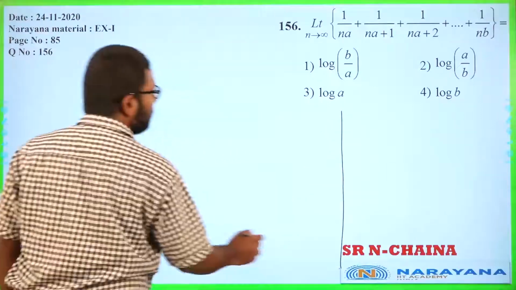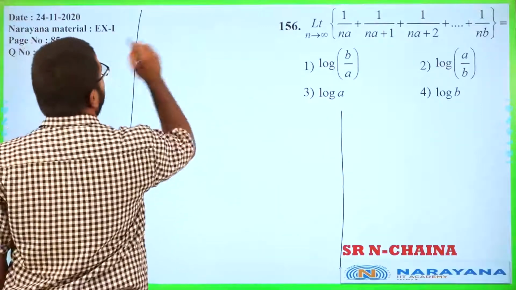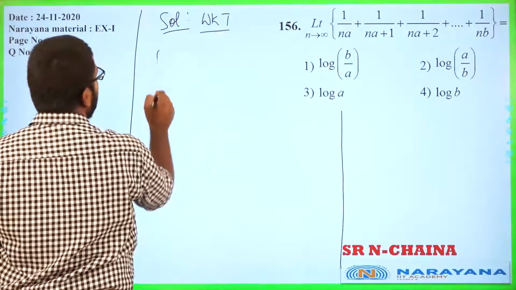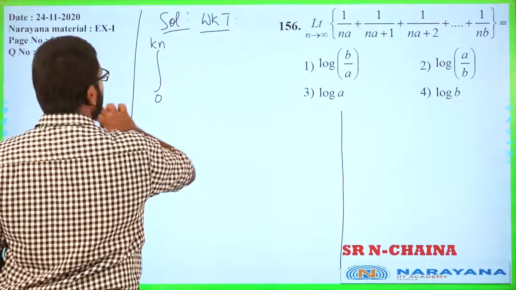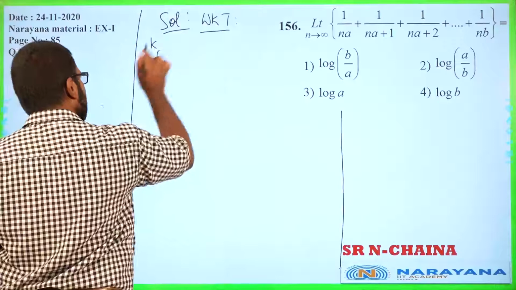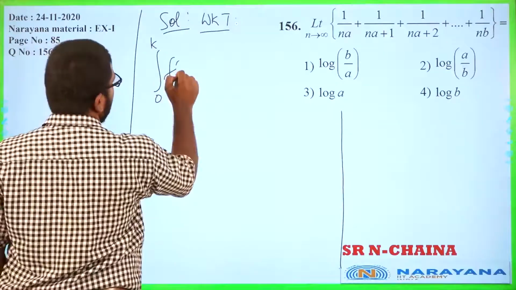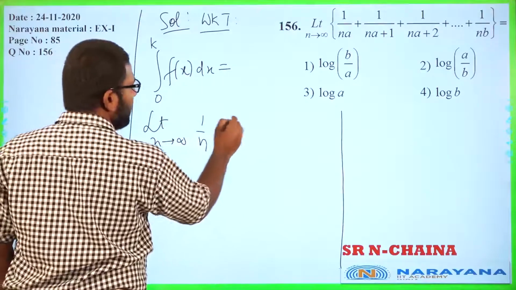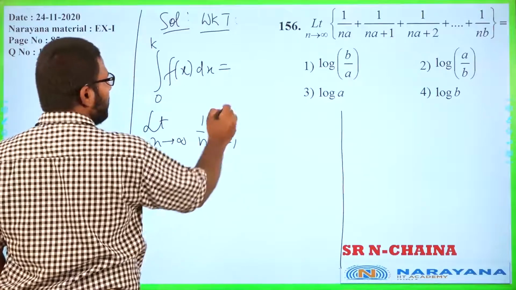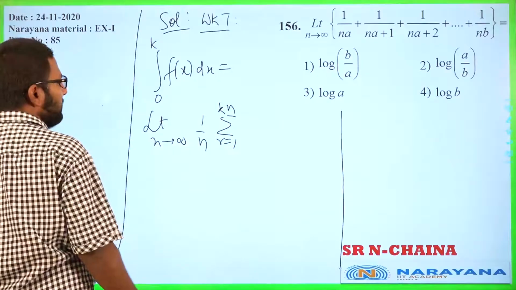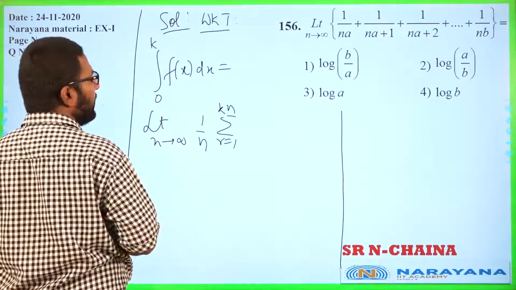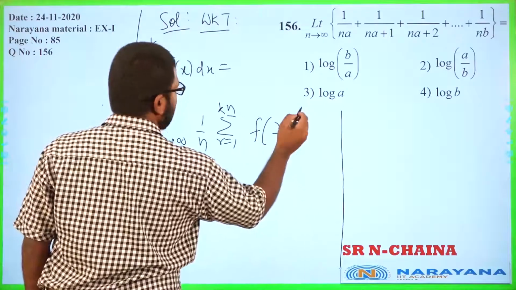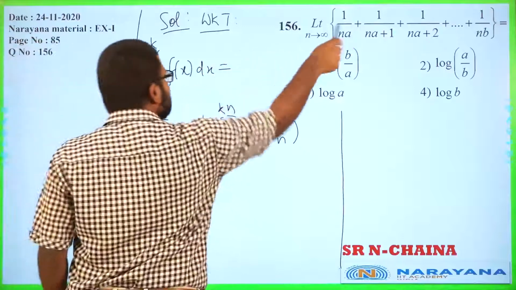Right, now let us try to follow the same procedure here. We know that integral 0 to k, not kn, integral 0 to k f x dx is limit n tends to infinity 1 by n summation r equal to 1 to kn, or sometimes 0 to kn minus 1, right? F of r by n. Okay, so that's our property. Now we will try to fit this in this form.